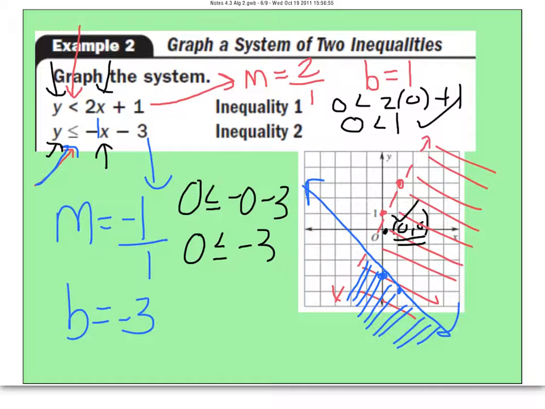Now, I've graphed the system, so where are the answers? Everything in this region here is the answer. So I could pick any ordered pair. For example, I could choose this one right here, which is 0, negative 5, and I could put it back into this x and y and this x and y, and it should be a true statement for both. Therefore, it's a solution to the entire system.